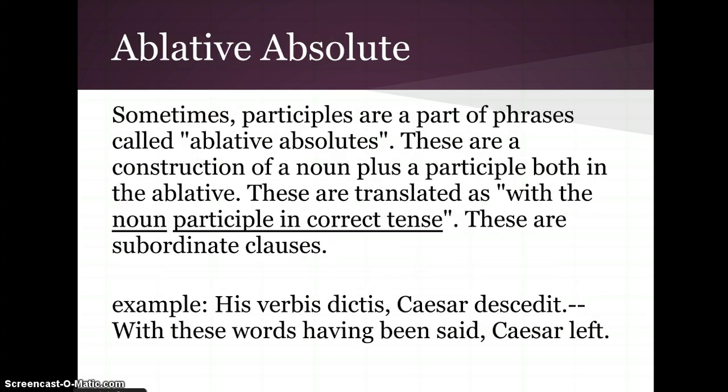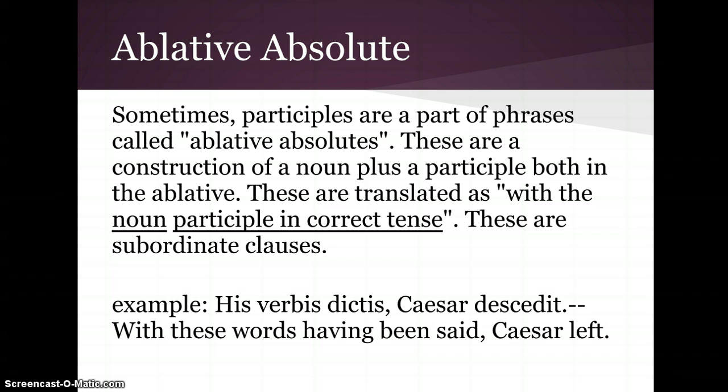There are also things called the ablative absolute, and these ablative absolutes are just phrases that include a participle and a noun that are both in the ablative case. Normally they're translated as with, the noun, and then the participle in the correct tense. Usually ablatives are used with prepositions, and sometimes they're used without prepositions with an implied preposition. You can just think of it as, in ablative absolutes, with is the implied preposition.